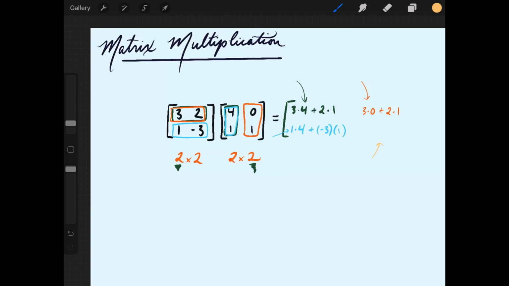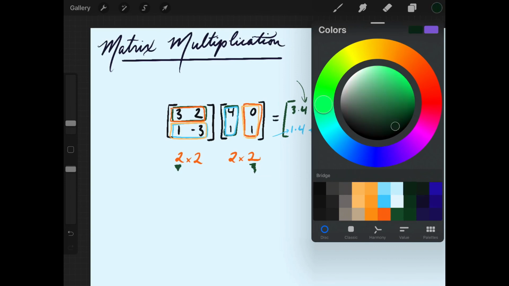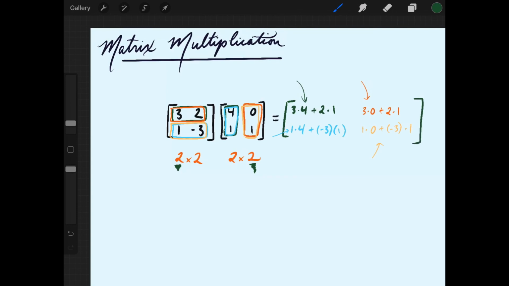Last but not least, let's do a quick calculation to figure out what should go in our last spot, down here in the second row, second column. We need to use the second row and the second column, respectively, of our two matrices that we are multiplying together. So I should have 1 times 0 plus negative 3 times 1. And that completes my matrix. So in the same color green as before, I think, we're going to close off this matrix here. And now I can maybe do my simplification.